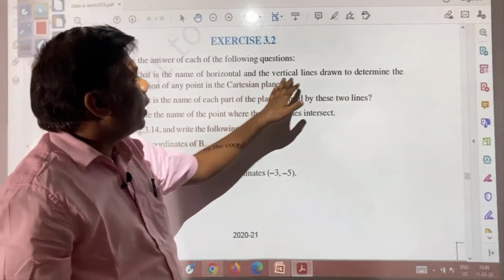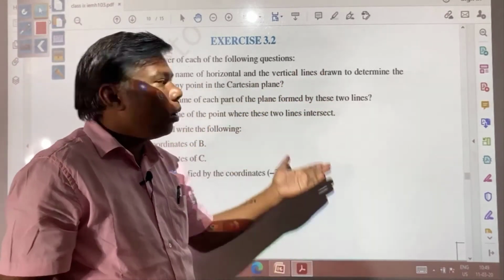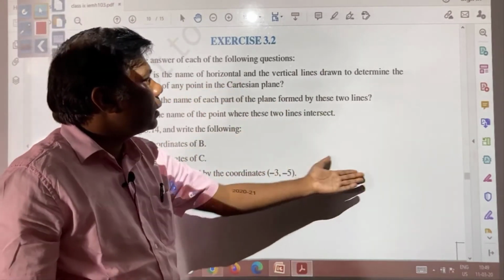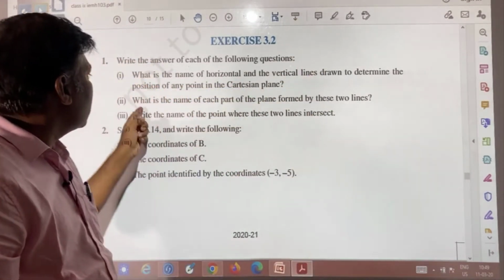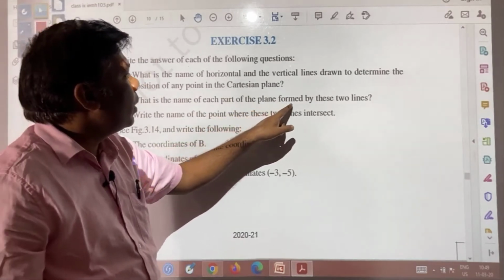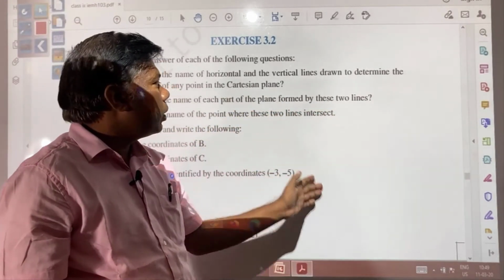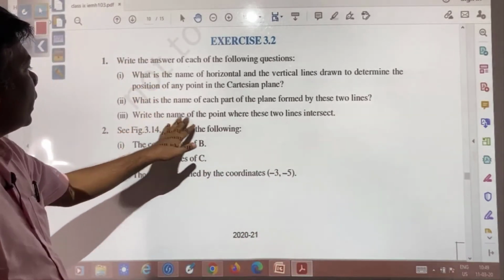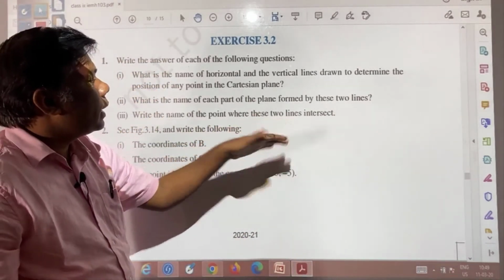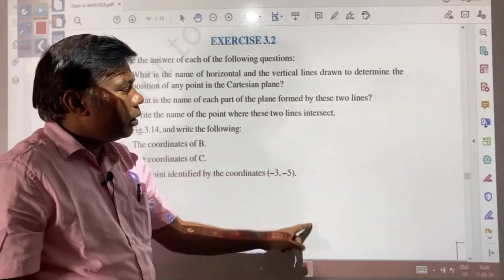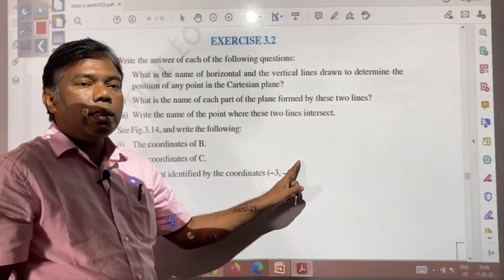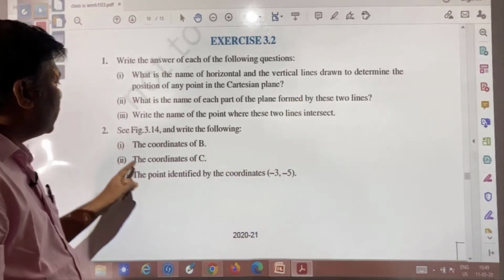So horizontal and vertical, two lines you have. The horizontal line is called the x-axis, the vertical line is called the y-axis. What is the name of each part of the plane formed by these two lines? Already you have seen quadrants 1, 2, 3, 4. Write the name of the point where these two lines intersect, that is called the origin. Where the two lines intersect, that is called the origin.